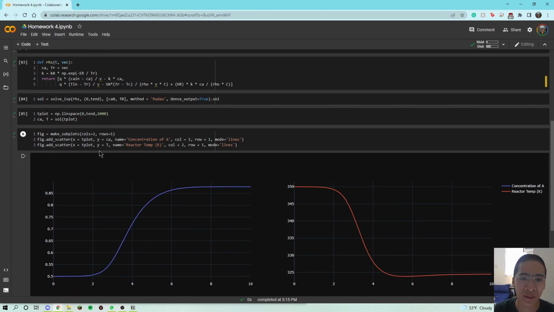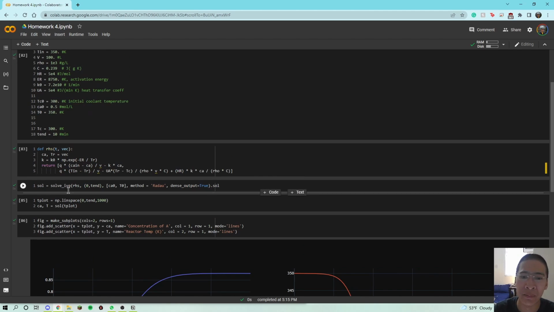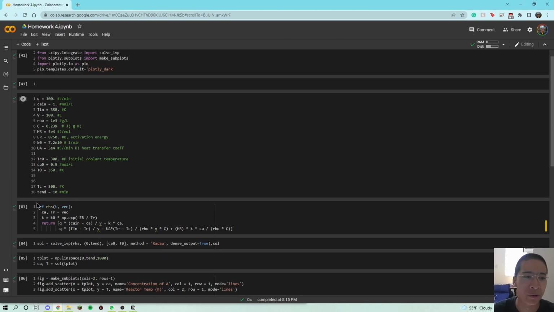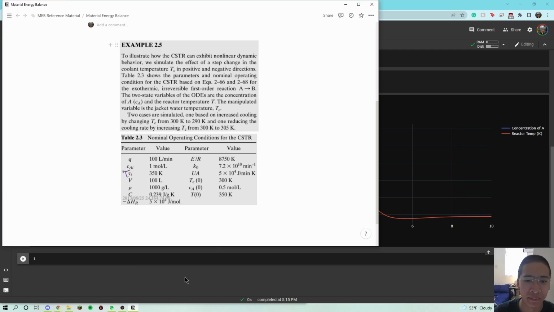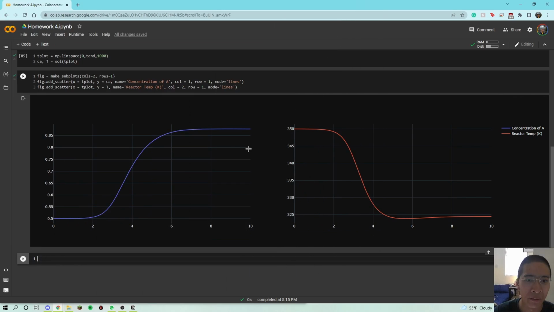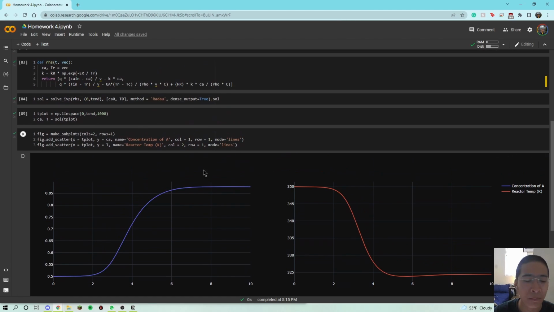It also shows the beauty of using Python to solve this, because this would be a pain in the butt to solve by hand. Make the computer do all the hard math, right? So now we've illustrated what happens if we increase the cooling rate or decrease the cooling rate, and we have a viable simulation for the reaction of this specific problem statement. Well, with that out of the way, this concludes homework 4, and we'll see you in the next video.